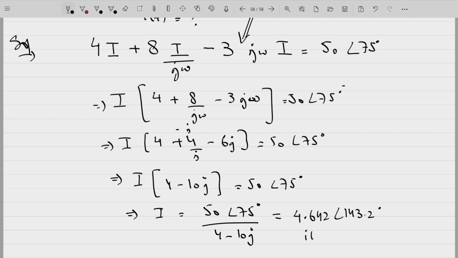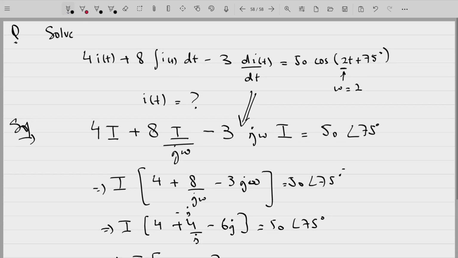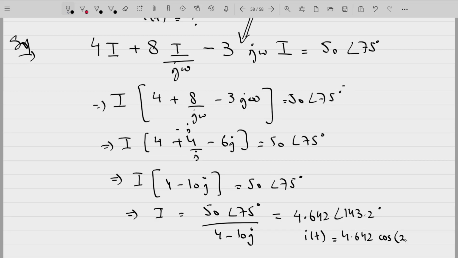You can now directly write the sinusoidal form. It is equal to 4.642 cos ωt आपका वही है जो पहले था 2t प्लस 143.2 डिग्रीज एम्पियर्स. ठीक है, ये भी एम्पियर्स में.